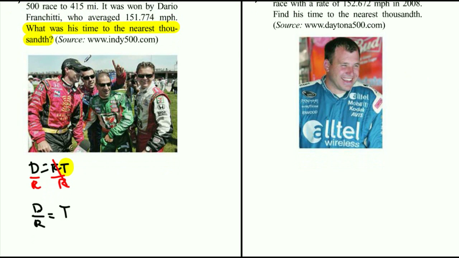So the distance, d, is 415 miles. Okay, so our distance right here looks like it's going to come from right here, 415 miles. Again, it was supposed to be a 500-mile race, right? Because that's the Indianapolis 500, but the rain kind of shortened it. And then the 151.774, that's going to be our rate. Okay.